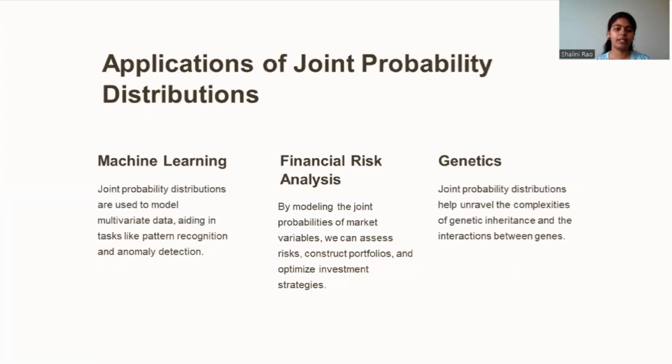Next, we have applications of joint probability distributions. Machine learning: joint probability distributions are used to model multivariate data in tasks like pattern recognition and anomaly detection. Financial risk analysis: by modeling the joint probabilities of market variables, we can assess risk, construct portfolios, and optimize investment strategies. Genetics: joint probability distributions help unravel the complexities of genetic inheritance and the interactions between genes.